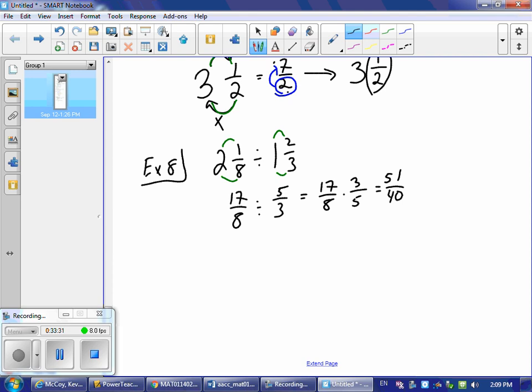It started off with mixed numbers, so we're going to change it back to a mixed number. How many times does 40 go into 51 evenly? Well, 40 only goes into 51 one time. But I have 11 left over, right? 40 to 51 is 11 left over, so now I've got a leftover of 11 over 40. So 1 11/40 is the result of 2 1/8 divided by 1 2/3.